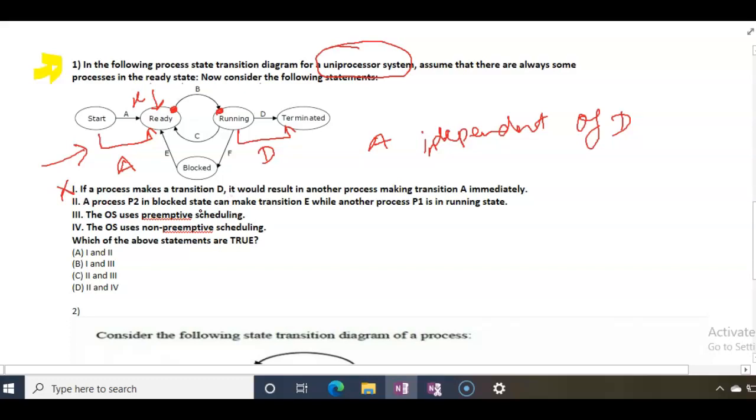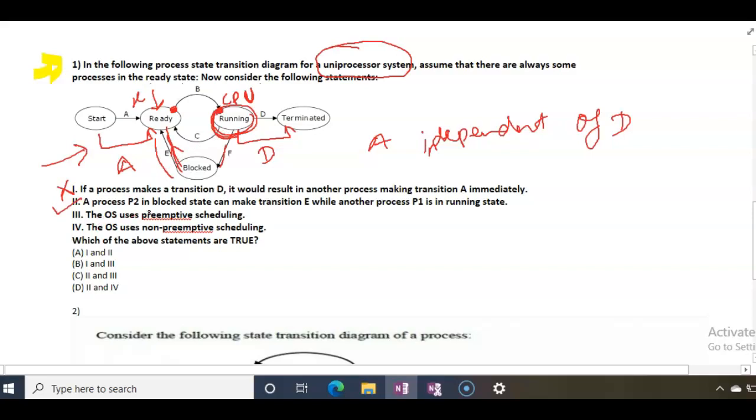A process P2 is in block state and can make transaction E, while another process P1 is in running state. Yes, running means the CPU has been granted to this process. So yes, if any process is in running state and there is some IO request and the IO request is completed, then it will go to the ready state. So this is not actually dependable. Again, these two transactions are independent. So this statement is correct.